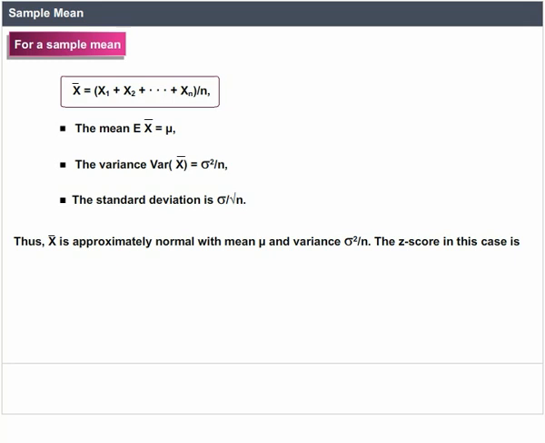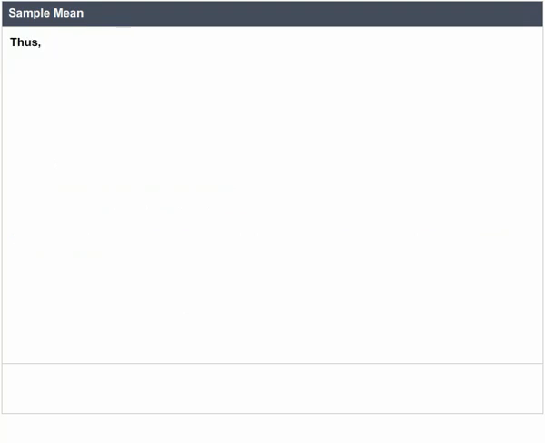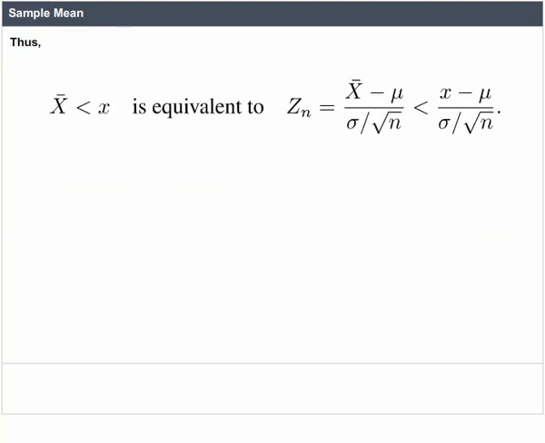The z-score in this case is Zn equal to x bar minus mu divided by sigma by square root of n. Thus, x bar less than x is equivalent to Zn equal to x bar minus mu divided by sigma by square root of n, less than x minus mu by sigma by square root of n.